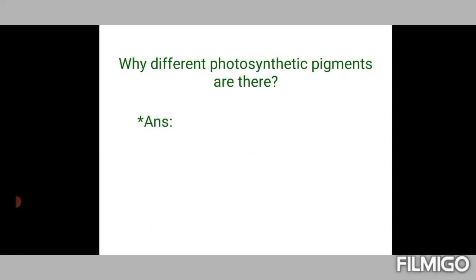And if chlorophyll A and B are there, why are there other pigments also in this chloroplast? The answer is that there are other pigments which prefer different wavelengths of light. So that, apart from the preference of chlorophyll A and B, carotenoids, xanthophylls and phycobilins absorb solar energy of other wavelengths also. So that enhances the light reaction, it enhances the process of photosynthesis.